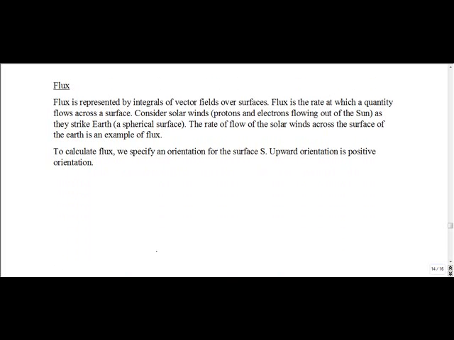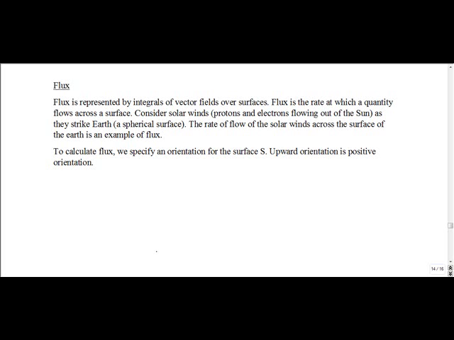So what did we do a while ago? We did surface integrals of functions, right? When we find surface integrals of vector fields, like we had line integrals of vector fields, so now we have surface integrals of vector fields. This is called flux. Okay?